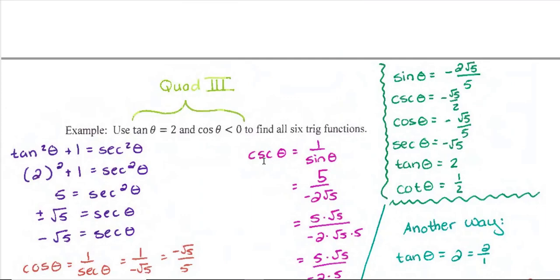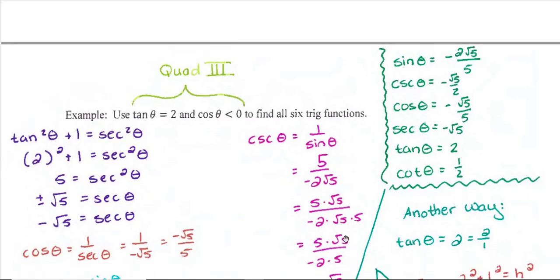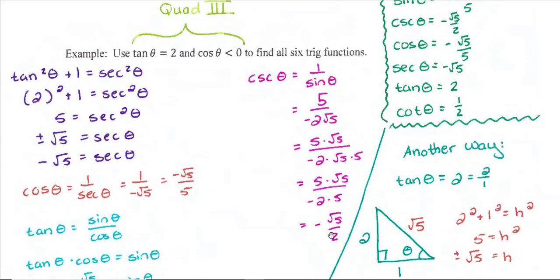And then the cosecant is the only one left. That's the reciprocal of the sine. So that's going to be 5 divided by negative 2 root 5, the reciprocal. When we rationalize, I multiply the top and the bottom by the square root of 5. Root 5 times root 5 gives me 5. These 5s will cancel, and I'm left with the cosecant being negative square root of 5 over 2. So that is the way to solve this problem using the fundamental trig identities.